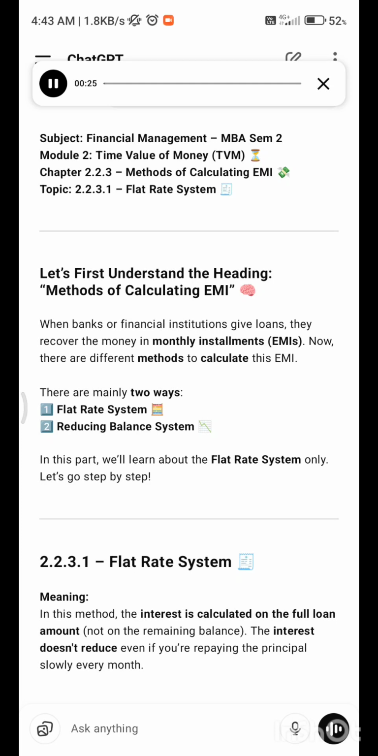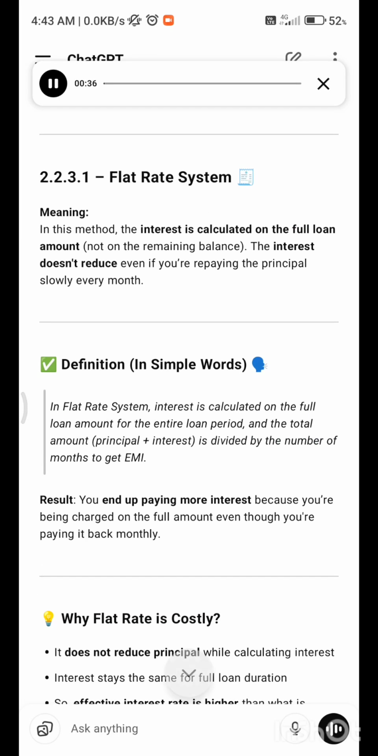Now, there are different methods to calculate this EMI. There are mainly 2 ways. 1, flat rate system. 2, reducing balance system. In this part, we'll learn about the flat rate system only. Let's go step by step. Section 2.2.3.1, flat rate system. Meaning, in this method, the interest is calculated on the full loan amount, not on the remaining balance. The interest doesn't reduce even if you're repaying the principal slowly every month.